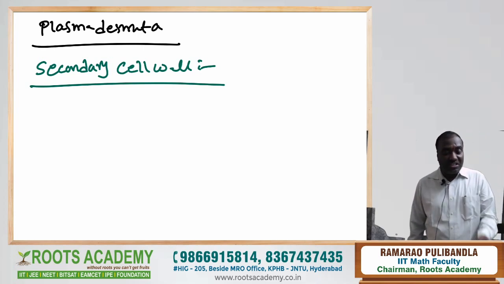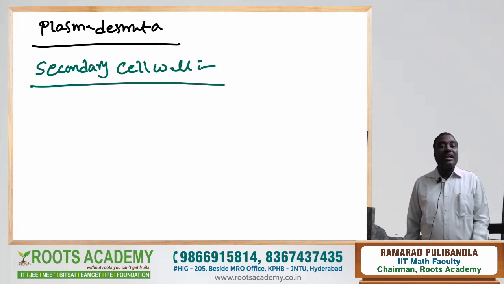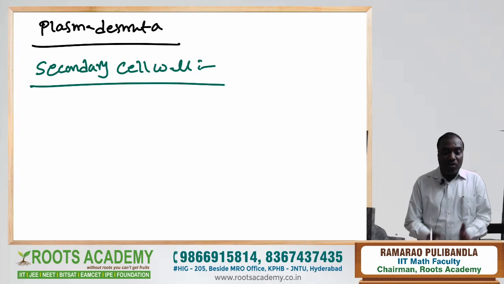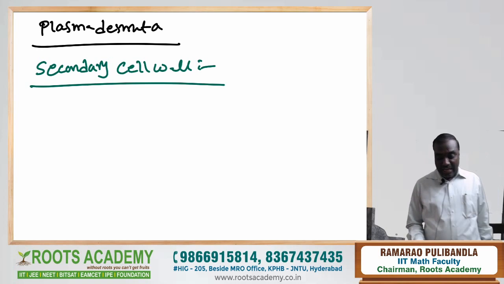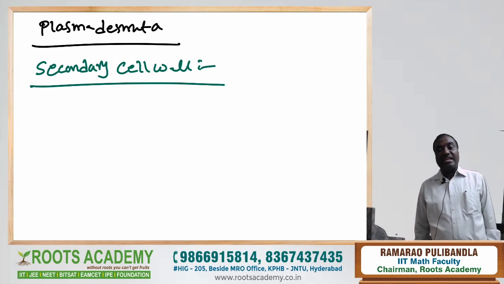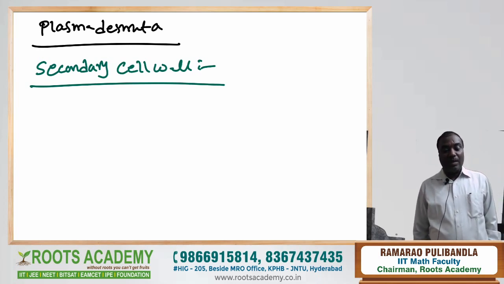Next, what is the function of secondary cell wall? Secondary cell wall is responsible for increasing the thickness of the cell wall. Okay, here this is about the cell wall, whether it is middle lamella, primary cell wall and secondary cell wall. What are the secondary cell wall materials? Lignin, suberin and cutin. All these are the secondary cell wall materials.